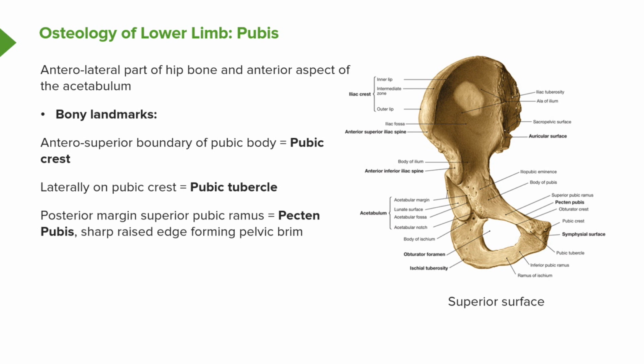So some important bony landmarks. We have the pubic crest. Part of the pubic crest, we have the pubic tubercle, and then we have the pecten pubis, which forms the pelvic brim. So a whole series of bony landmarks on the hip bone.